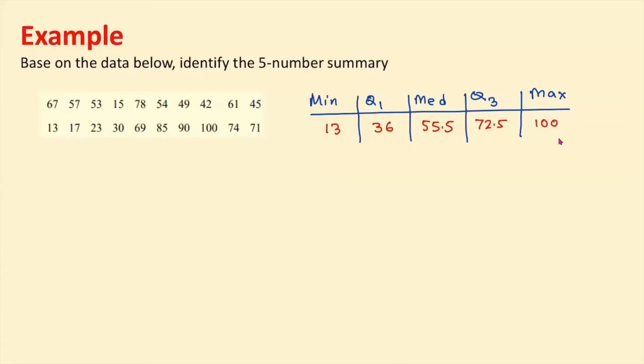So these are the 5 numbers that we got from the calculator: minimum 13, Q1 36, median 55.5, Q3 72.5, and maximum 100. So all we need to do here is plug in the numbers in TI-84 calculator and get these numbers using the TI-84 calculator.